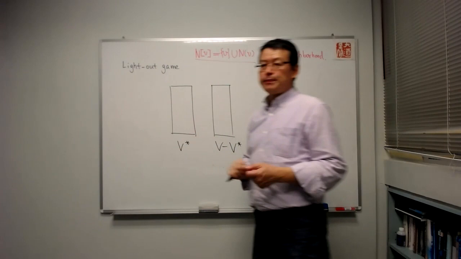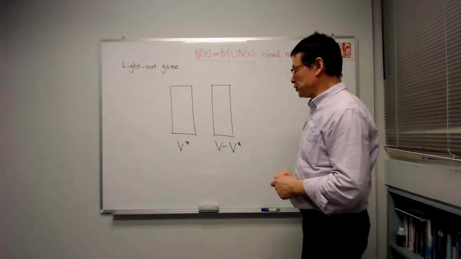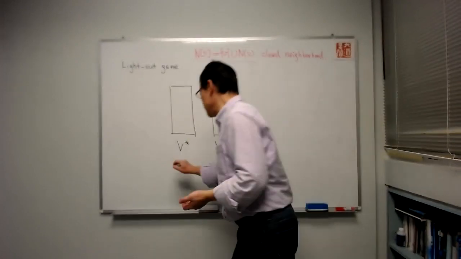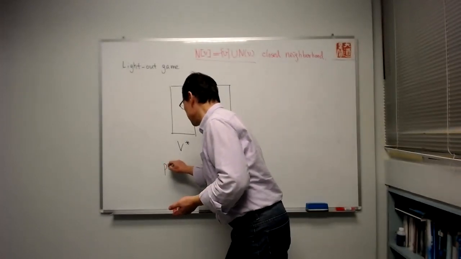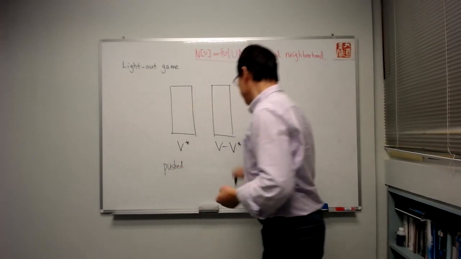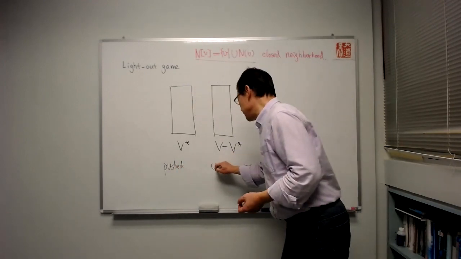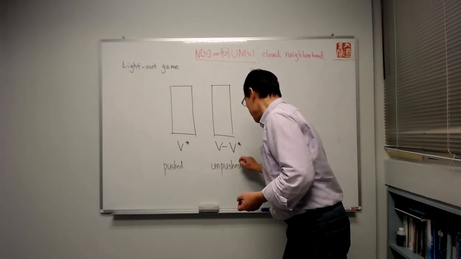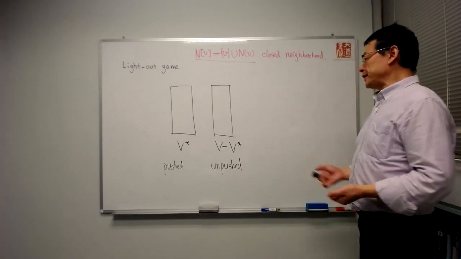Actually, eventually it's a vertex partition problem. We partition the vertices into 2 parts. Say these parts denote vertices that have been pushed. So these are pushed vertices. And here, unpushed. So these are vertices not pushed. All right, so eventually that's what happens.